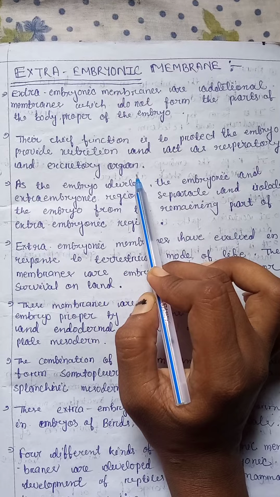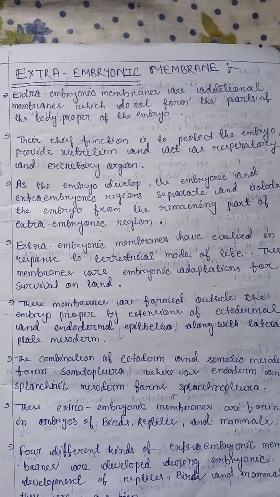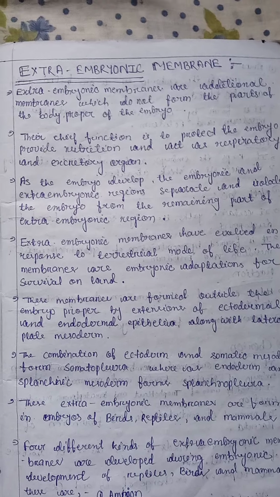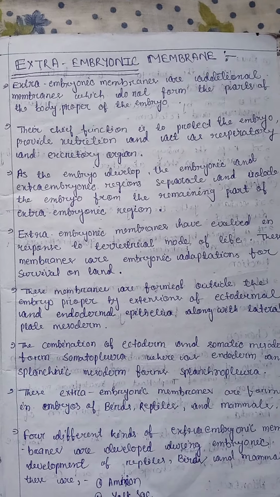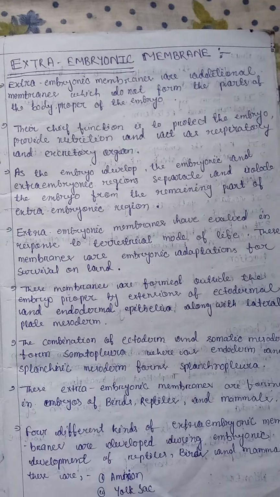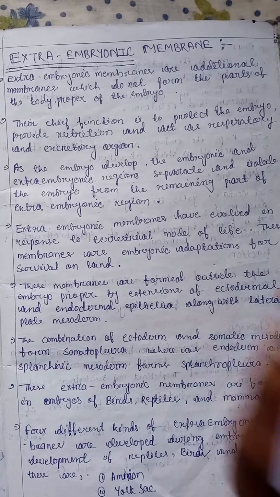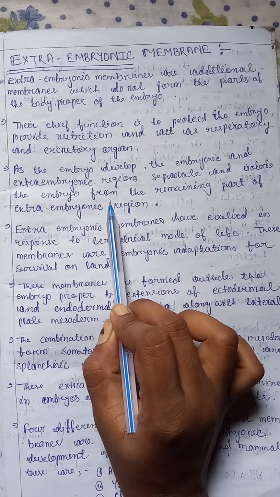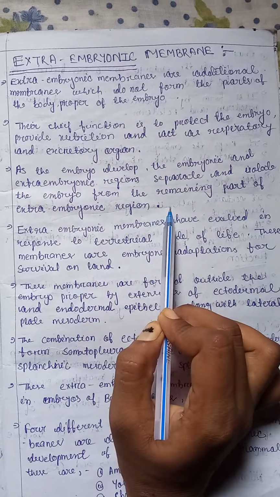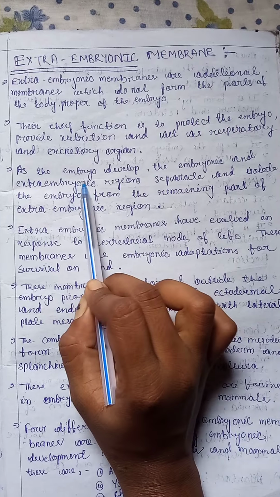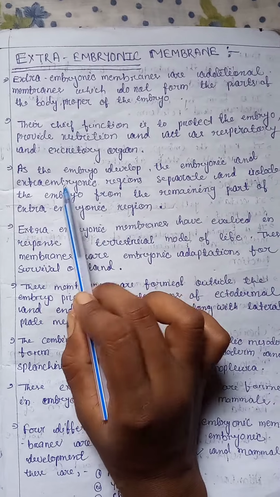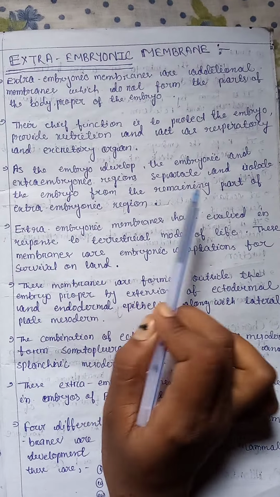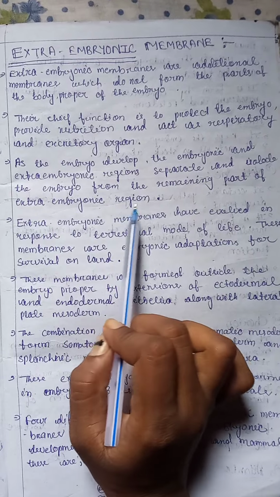So the chief function of extraembryonic membrane is to protect the embryo, provide nutrition, and act as a respiratory and excretory organ. As the embryo develops, the embryonic and extraembryonic regions separate and isolate the embryo from the remaining part of the extraembryonic region.